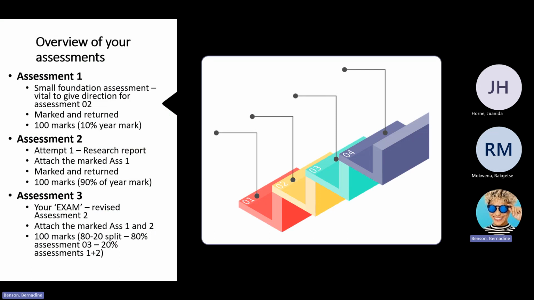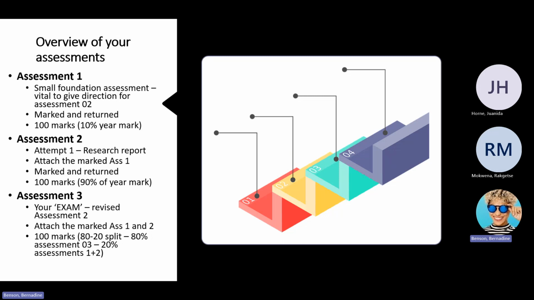So let's just recap quickly where we are. Assessment 1, 2, and 3. You only have 3 assessments. I know the block on the right shows 4, but there are only 3 assessments. The block is just to illustrate that we scaffold. In other words, it's stepping.